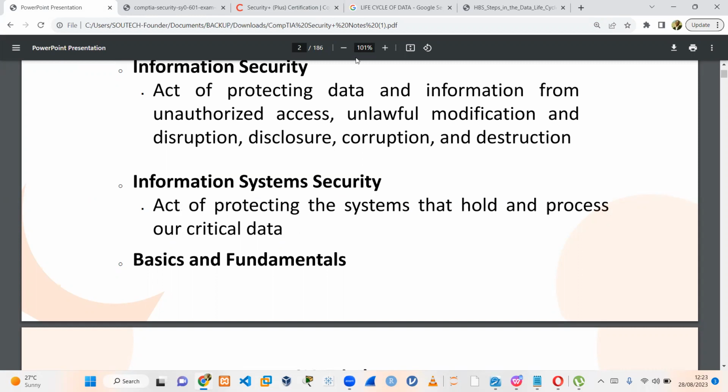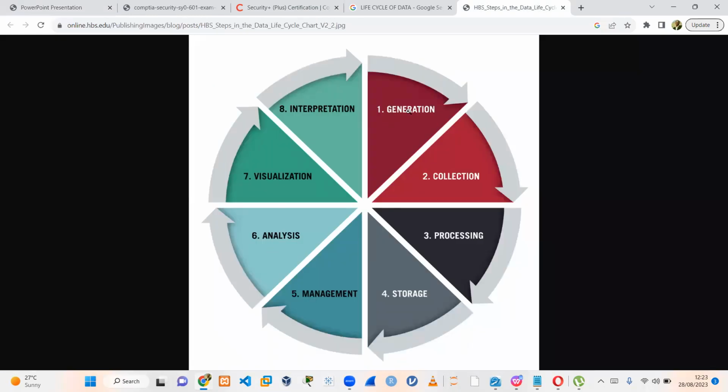Okay, so I think I was trying to refer to this. So you have, number one, generation. You generate the data. You collect the data.